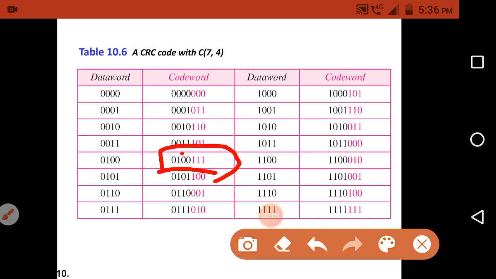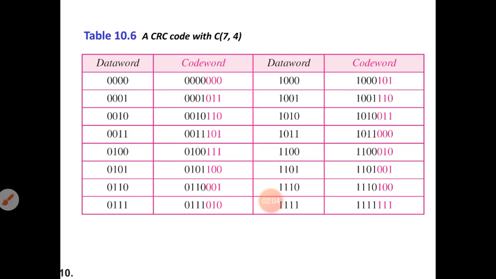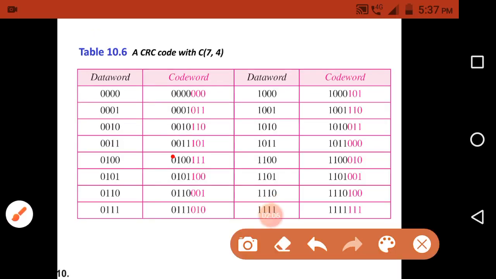That is a 0, the leftmost bit. I will shift that to the end here. Because I am only performing a one-bit left shift, I am shifting that leftmost bit 0 to the end. And whatever result we get, that is another code word.